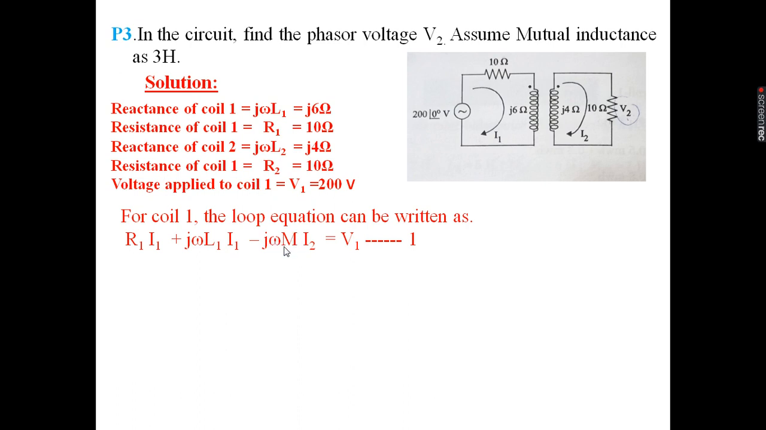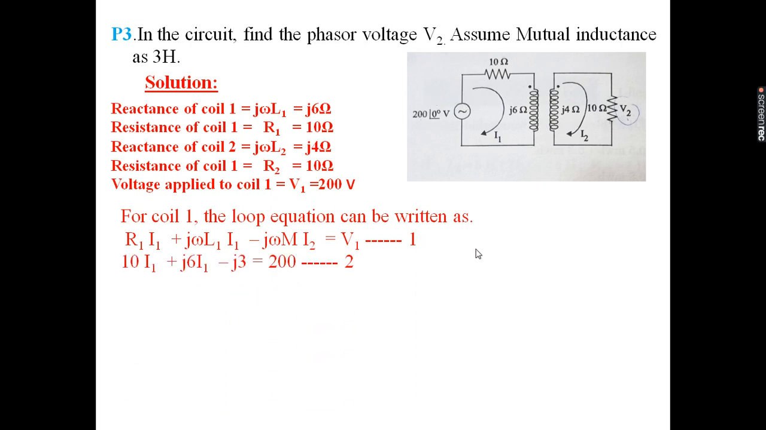For M associated with this mutually induced EMF, we have given minus, because as per the dot rule we can find this. You can see here in coil 1 current enters the dot, in this case current leaves the dot. So we put minus here. So in this loop, we say that drop R1 I1 plus self-induced voltage j omega L1 I1 minus mutually induced EMF j omega M I2 will be equal to the applied voltage, this one.